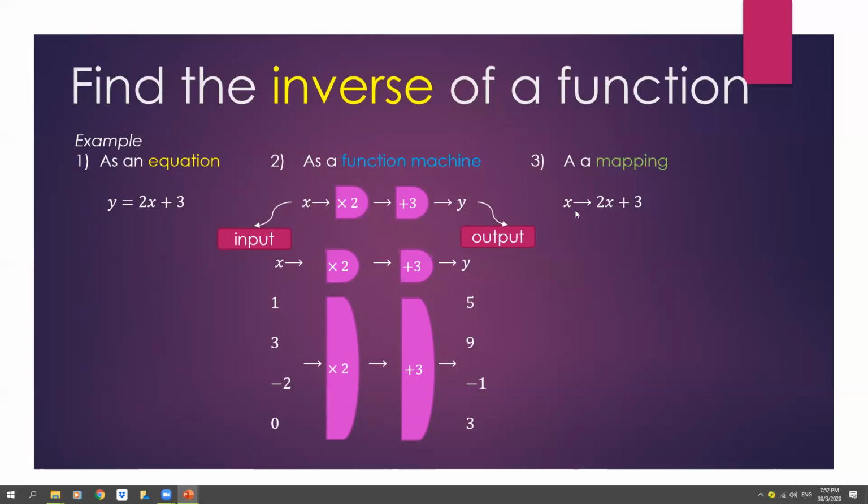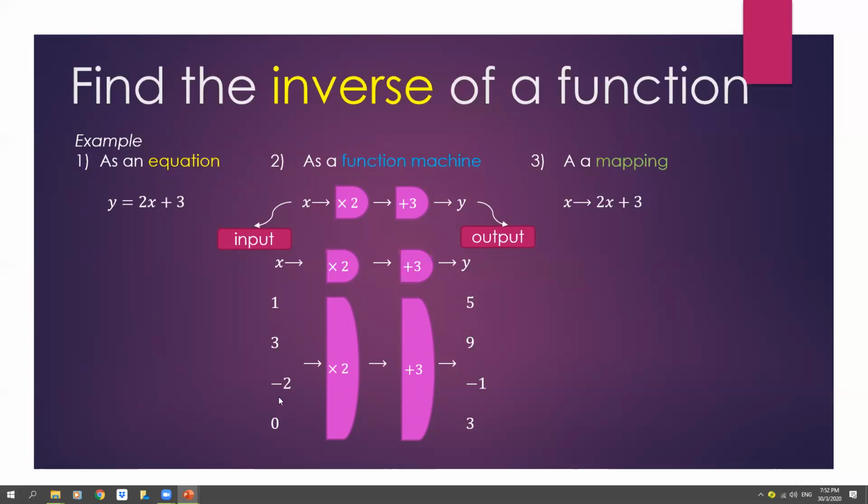As a mapping, you can write it in this format also: x arrow 2x plus 3. Let's say x is 1. If 1, you multiply by 2, you get 2, then you plus 3, so y becomes 5. That's why I get y as 5 when x is 1. But when x is 3, you do 3 times 2, you get 6, then you plus 3, so your answer of y becomes 9.